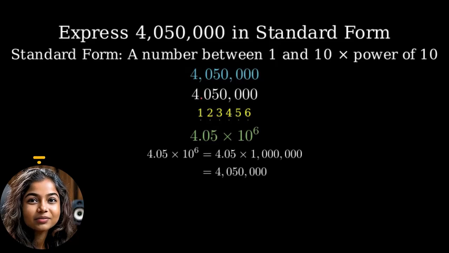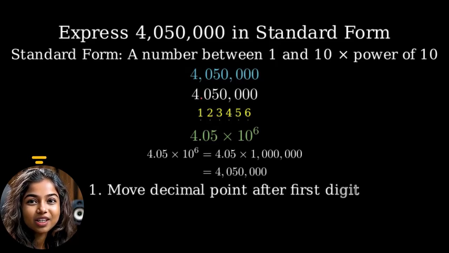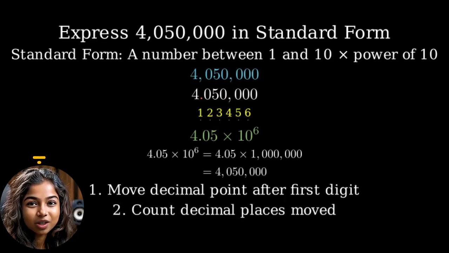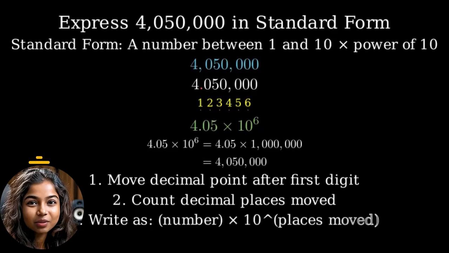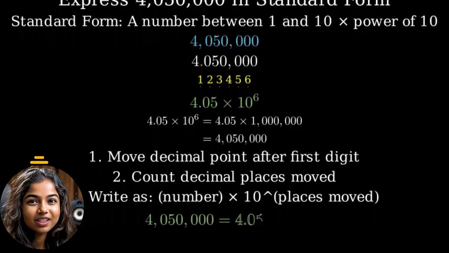In summary, to convert a number to standard form, first move the decimal point after the first digit. Then count how many places you moved the decimal point. Finally, write the number as the digits before and after the decimal point, multiplied by 10 to the power of the number of places you moved. And that's how we express 4,050,000 in standard form.